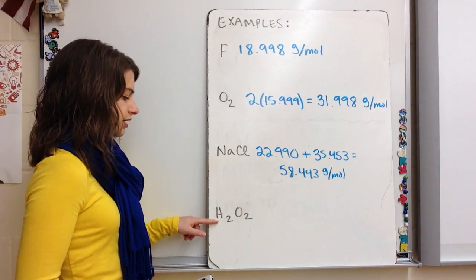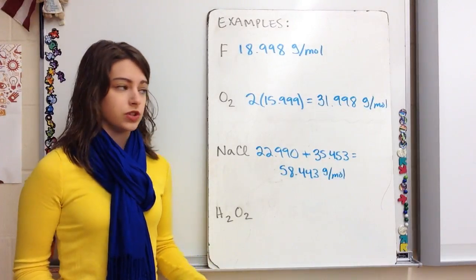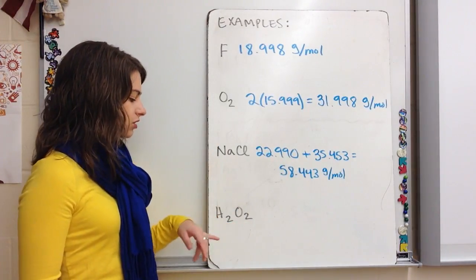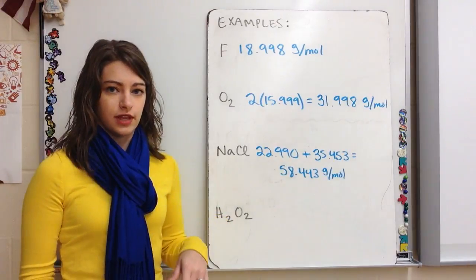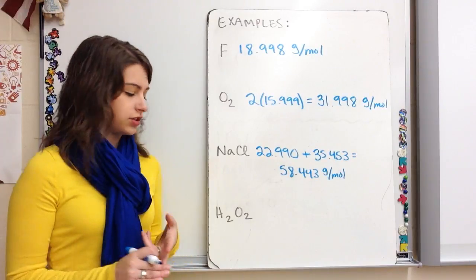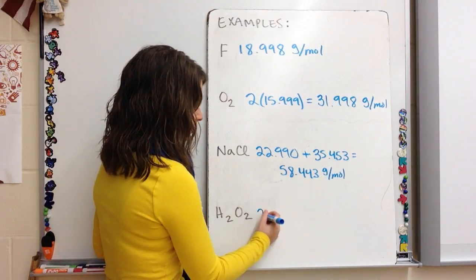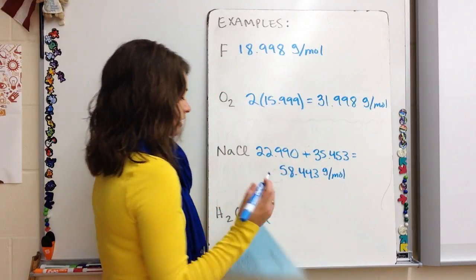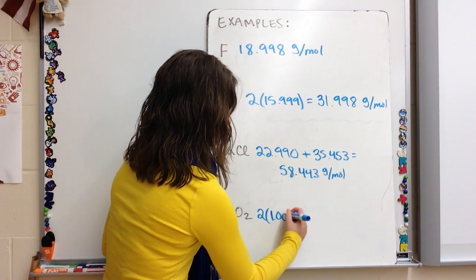Our next example is hydrogen peroxide, or H2O2. So this has not only 2 different elements, but it also has 2 of each of them. So we need to account for 2 hydrogens, and we need to account for 2 oxygens. So we're going to do 2 times the mass of hydrogen. And the mass of hydrogen is 1.0079.